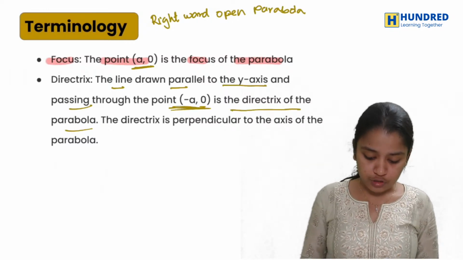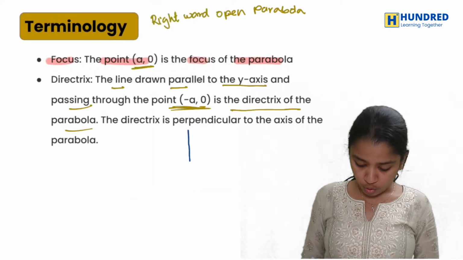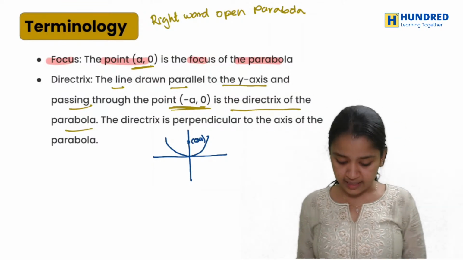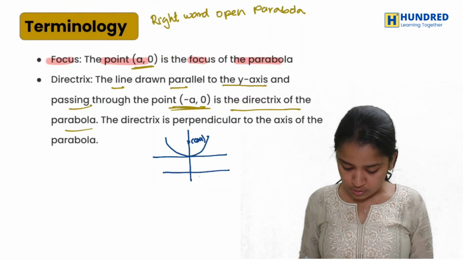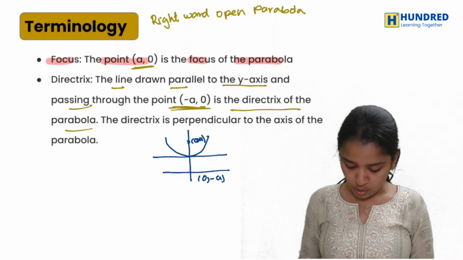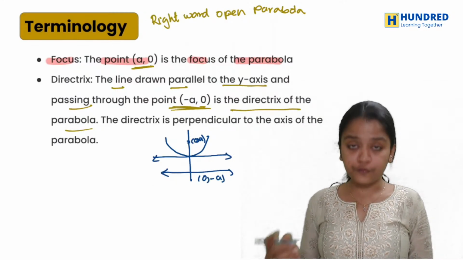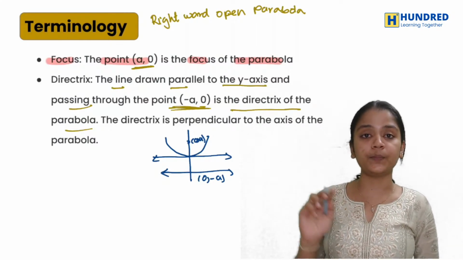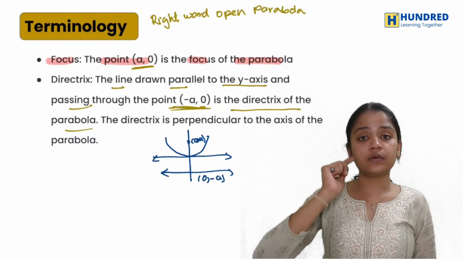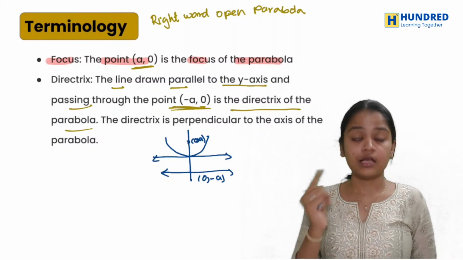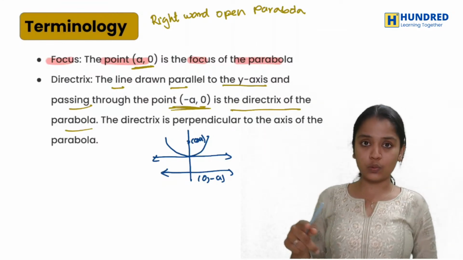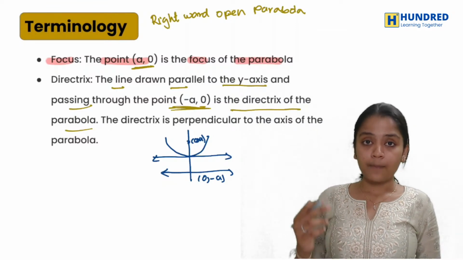Rightward open. Suppose it is upward open. So if this is your parabola and you're drawing a line, here it will be (0, a). This is your focus, and your directrix will pass through (0, -a). In this case, if your parabola is open upwards or downwards, your directrix will be parallel to the x-axis. But if your parabola is open leftwards or rightwards, your directrix will be parallel to the y-axis.